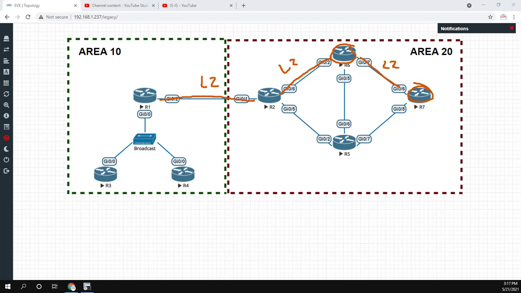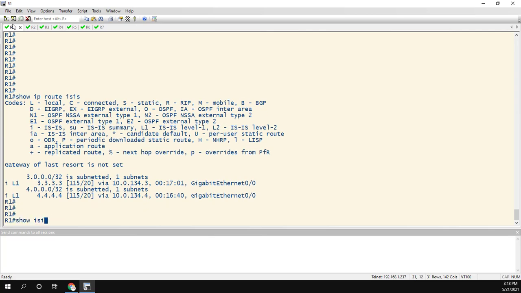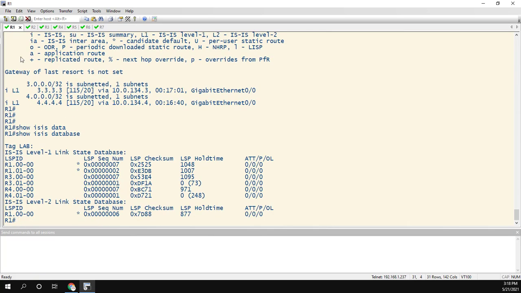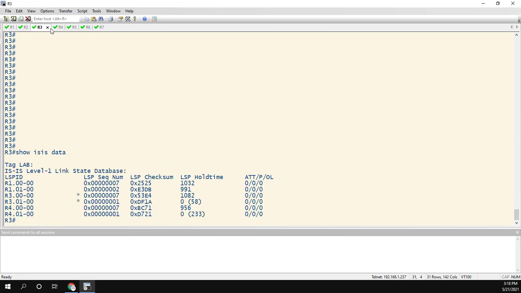So what do the areas actually do for us then? Well, the areas are flooding domains, right? We're trying to limit how many routers share our database. So let's look at router 1 and router 3 over here in area 10. Router 1, show ISIS database. I still have a level 2 database for some reason, but that's okay. In my level 1 database, I have routers 1, 3, and 4, right? And if I go to router 3, show ISIS database, I have router 1, router 3, and router 4.